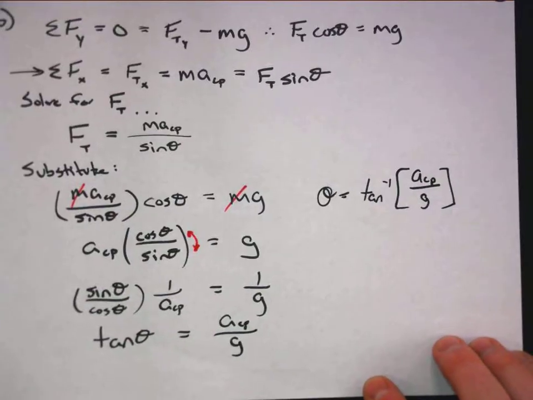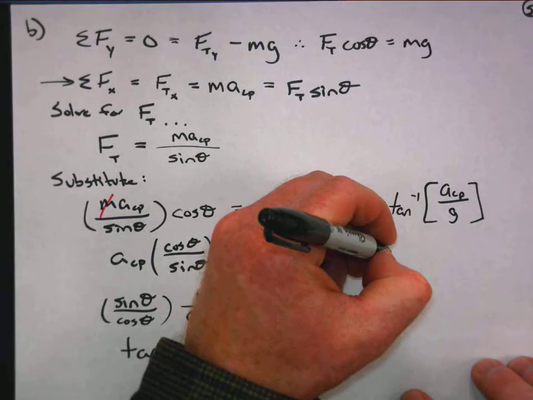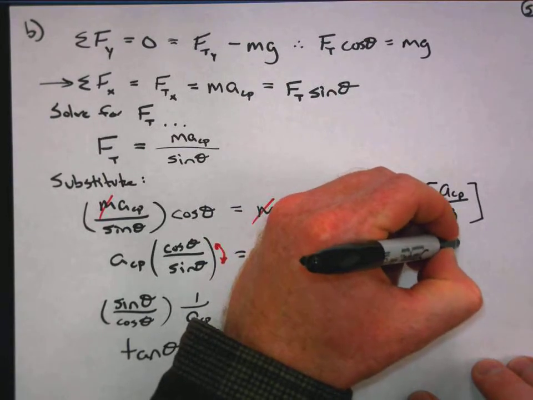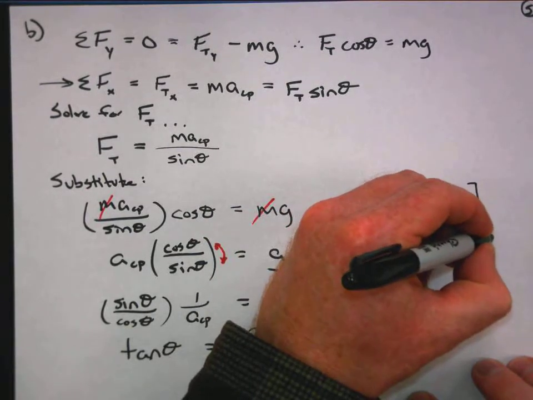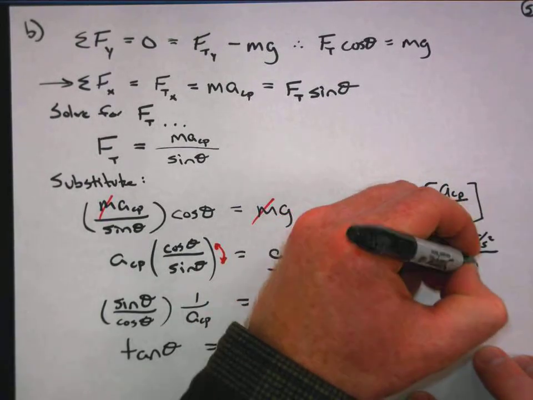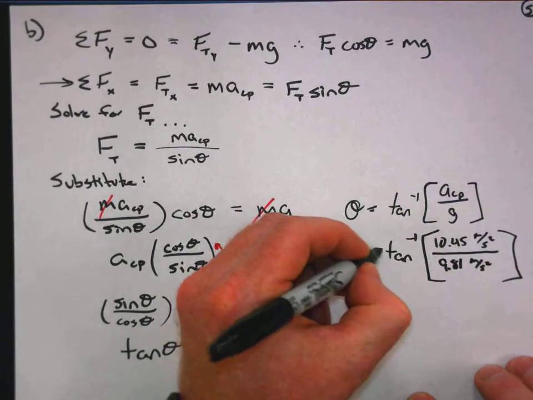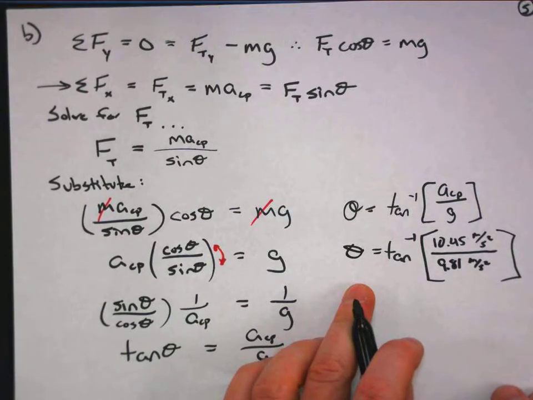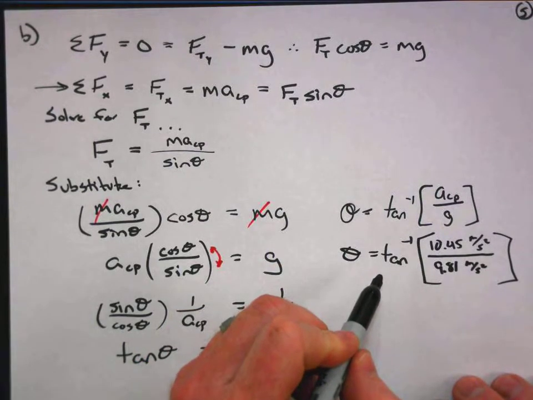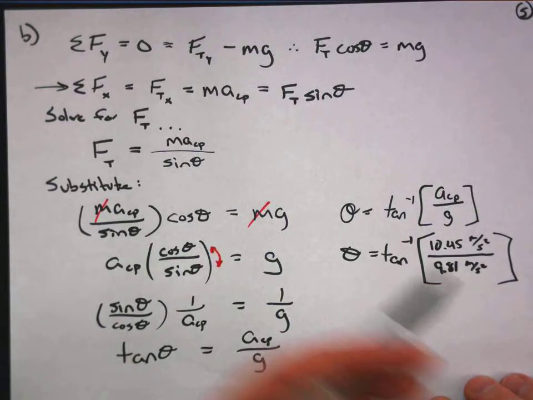Right? So now I just have to plug in some numbers. My centripetal acceleration was 10.45 meters per second squared. Keep track of your units, people, please. And g is 9.81 meters per second squared. So this angle, check this out. This is, at this point, maybe worth just mentioning real quick. Angle theta seems to be related to this ratio, the ratio between the centripetal acceleration and g, and related through the tangent function.